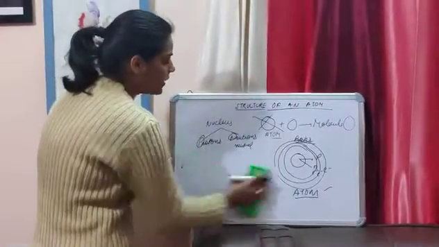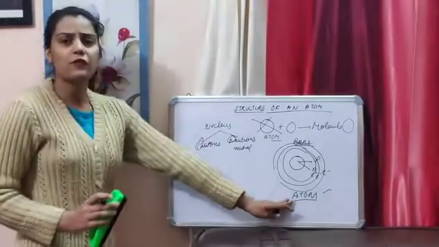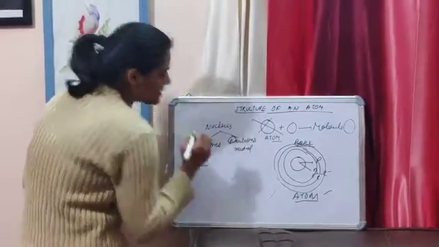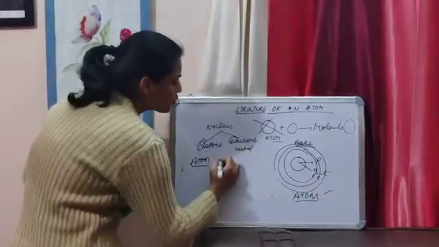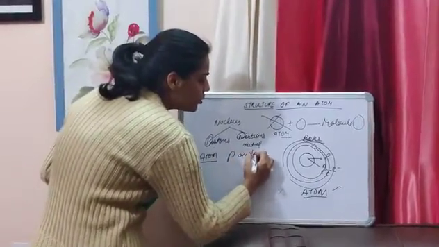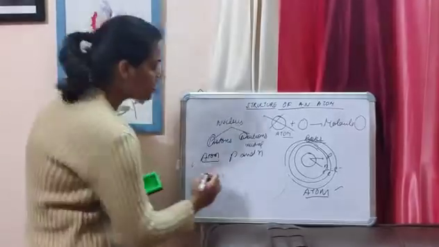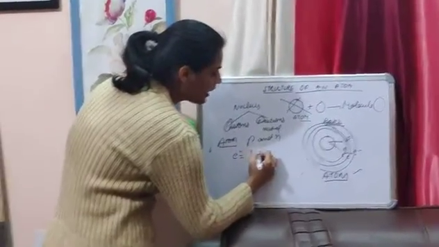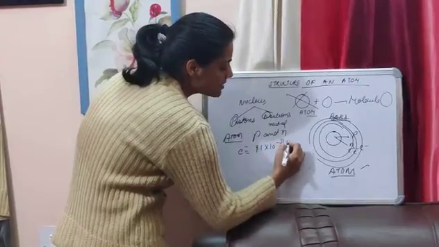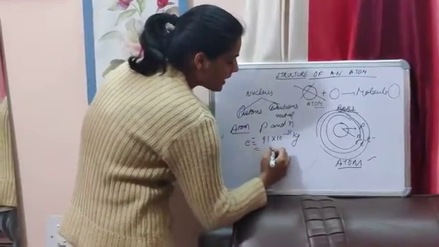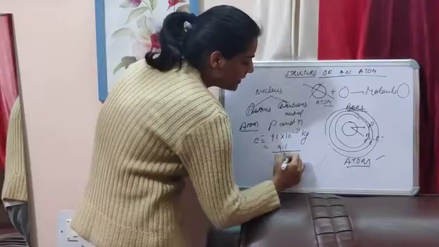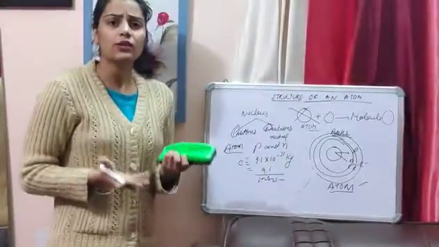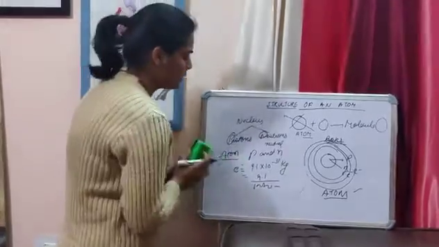If I talk about the mass of an atom, the mass of an atom is mainly due to the protons and the neutrons. Why not electrons? The mass of an electron is 9.1 into 10 raised to power minus 31 kgs, which means 9.1 upon 1 and 31 zeros. It is so small that we cannot count it. It is negligible mass.